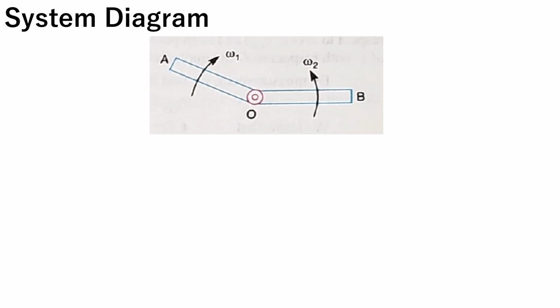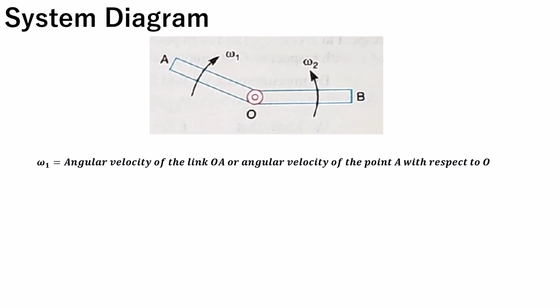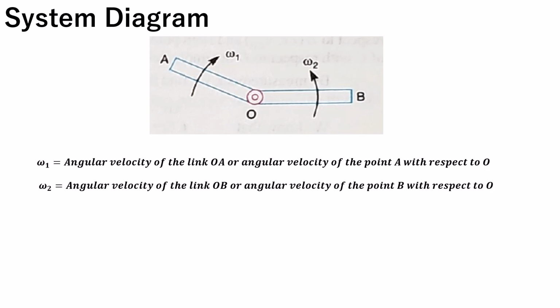So here we see two links, OA and OB, connected by a pin joint at point O. Link OA rotates at angular velocity omega 1, while OB rotates at angular velocity omega 2. The pin has a radius of r. The relative motion between the two links determines the rubbing velocity, which we'll calculate next.